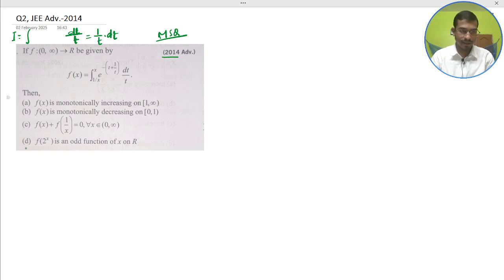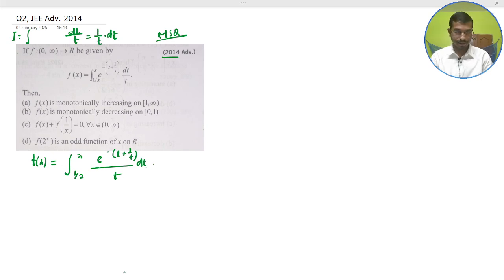So f of x is given here as a function of x, that is the integration from 1 by x to x of exponential minus of t plus 1 by t, divided by t, dt. This is the f of x. You have to find the first derivative of this function, that is f dash x. You just do it yourself.